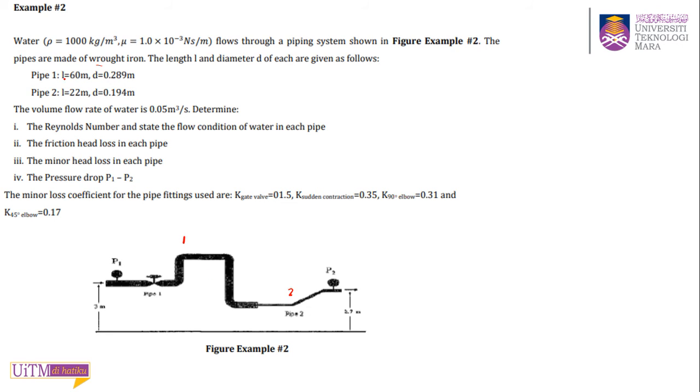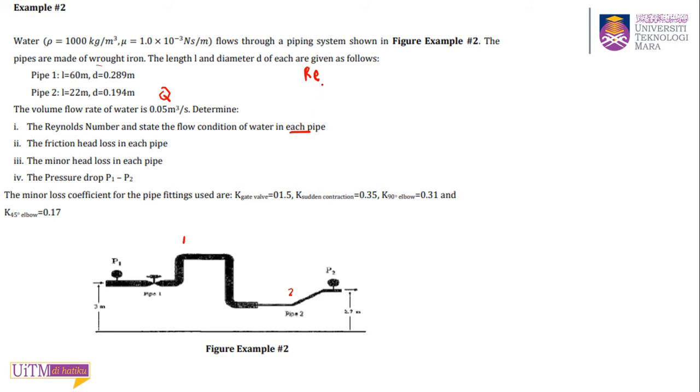So for pipe 1, the length is 60 meter, diameter 0.289. This is bigger than the smaller pipe, which has length 22 meter and diameter 0.194 meter. The flow rate is given as 0.05, so this is Q. Again, determine the Reynolds number. Who can help me to find the Reynolds number in each pipe? There are two.